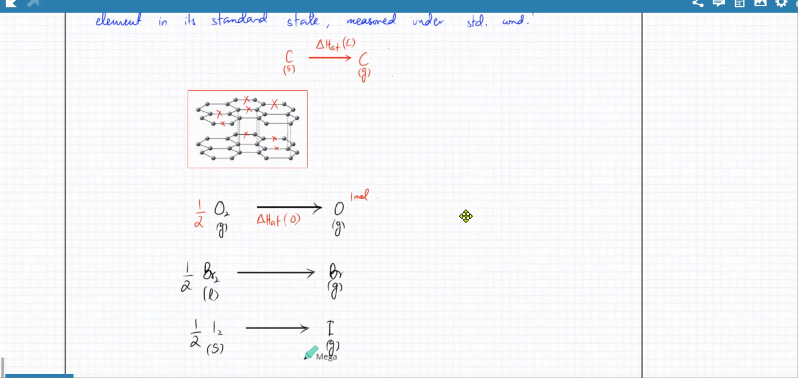Why is it endo? Because only bond breaking is happening. So the explanation for it being endo is, you're not forming any bonds, you're just breaking bonds, only bond breaking taking place.